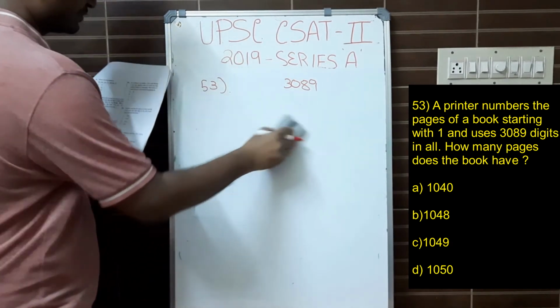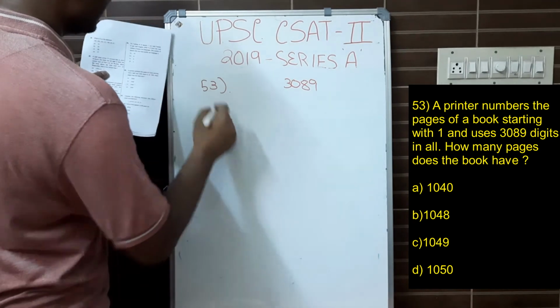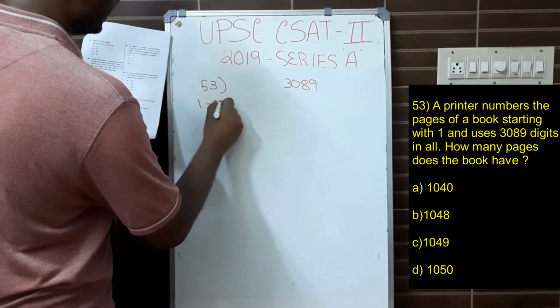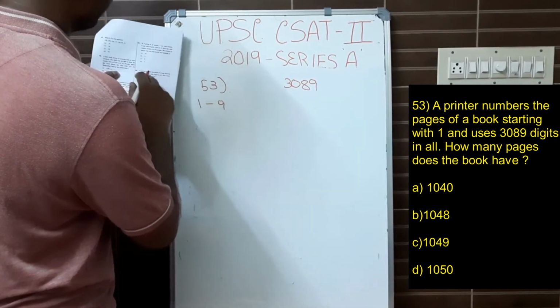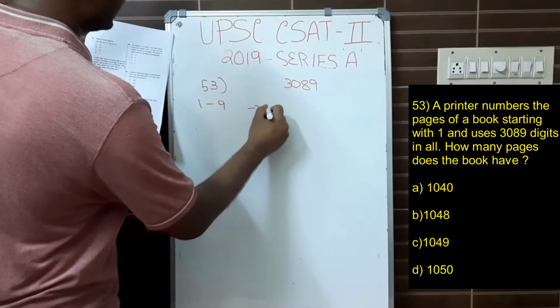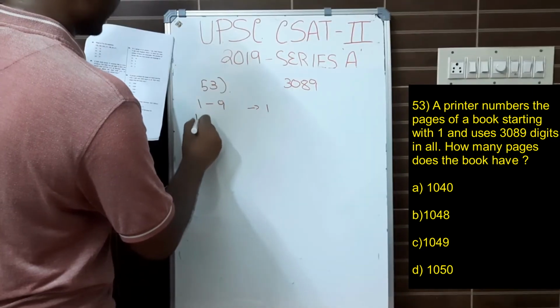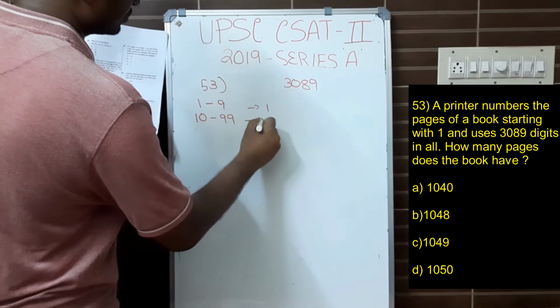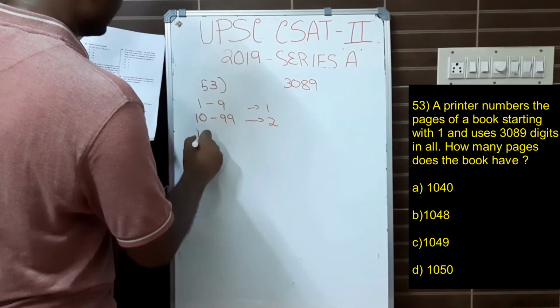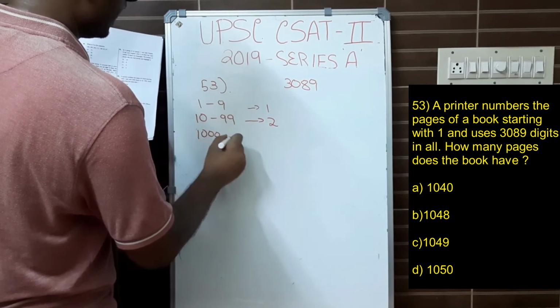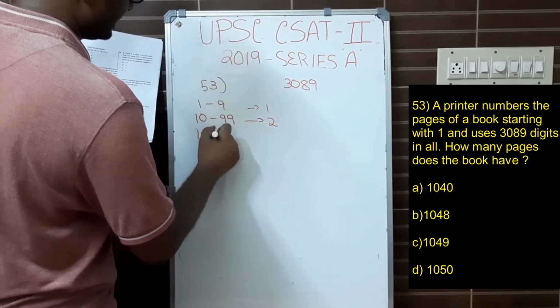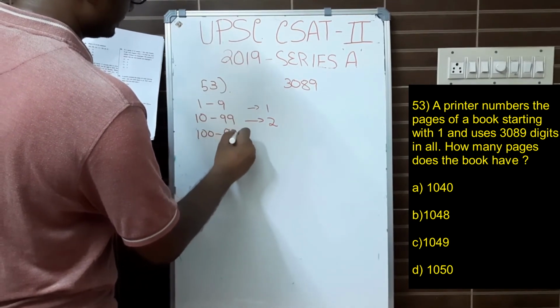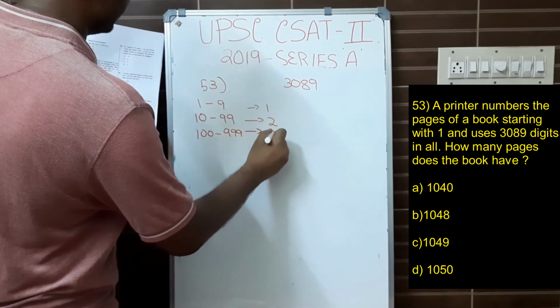So now that we have understood the question, see, page numbers start with 1. From page number 1 to 9, only 1 digit is consumed per page. Page numbers 10 to 99 are 2-digit numbers, so 2 digits will be consumed. Page numbers 100 to 999, 3 digits will be consumed.